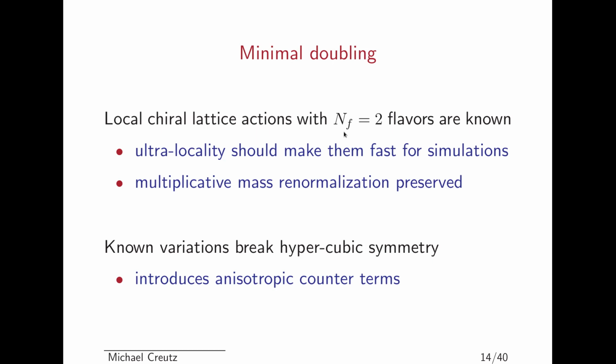Now, there do exist actions with just 2 doublers. They're known. They should be pretty good for simulations. They do keep the multiplicative mass renormalization, which is a nice feature. But they haven't been much used yet, so they maybe get more use with time. The known variations all break hypercubic symmetry in some way or another. And this introduces counter terms associated with the hypercubic symmetry.